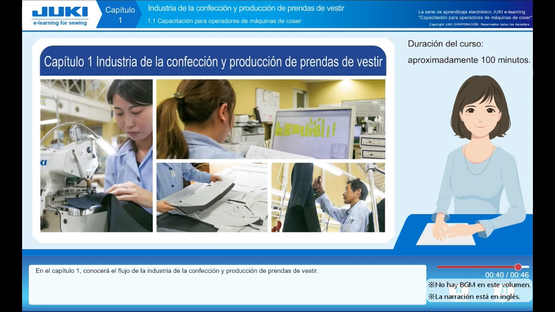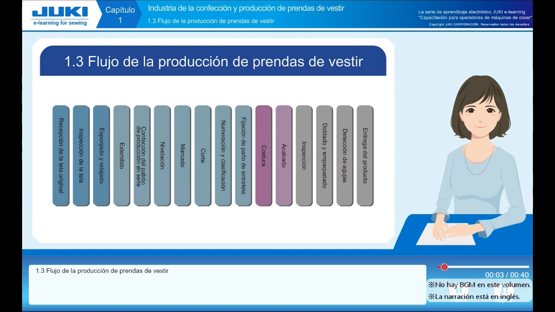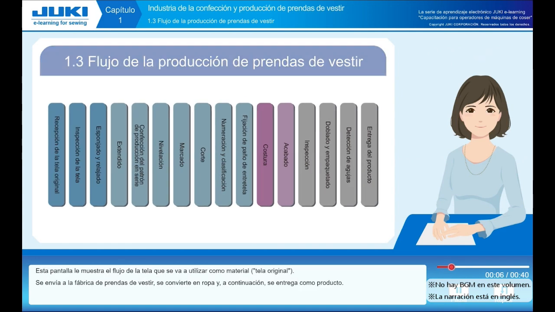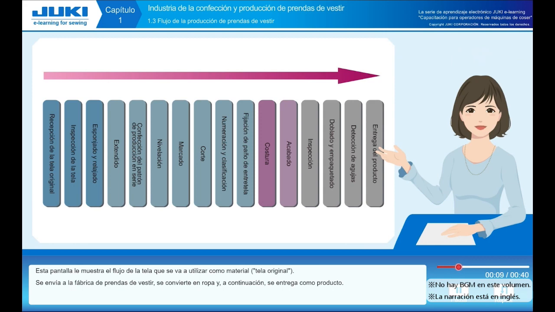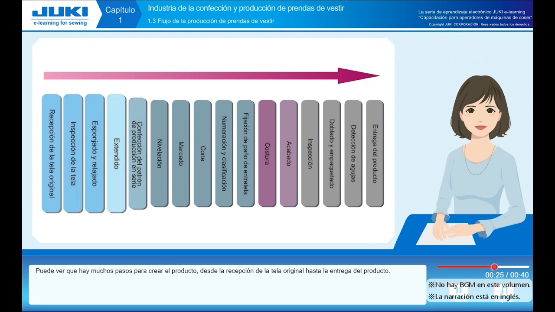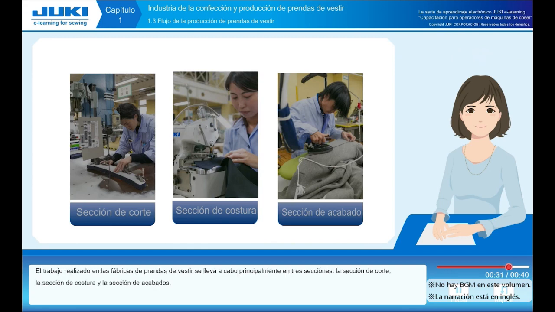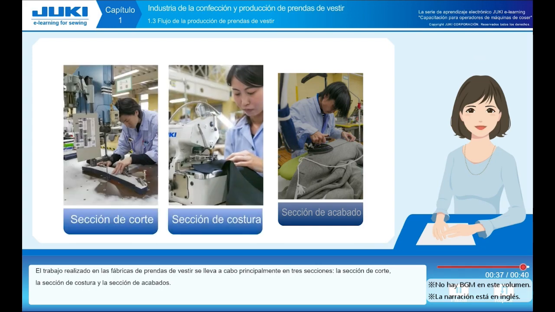In Chapter 1, you will learn about the flow of the apparel industry and apparel production. Chapter 1, 3. Flow of Apparel Production. This screen shows you the flow of the cloth that is to be used as the material, original fabric. It is shipped to the apparel factory, made into clothes, and then delivered as a product. You can see that there are many steps toward creating the product, from receiving the original fabric to delivery of the product. The work performed at apparel factories is mainly performed by 3 sections: the cutting section, sewing section, and finishing section.